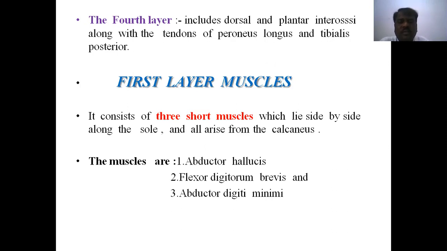In the first layer, there are 3 muscles. They lie side by side along the sole. All 3 muscles arise from the calcaneus and plantar aponeurosis. What are the 3 muscles? One is abductor hallucis, flexor digitorum brevis, and abductor digiti minimi muscle. These are the 3 muscles of the first layer of the sole.